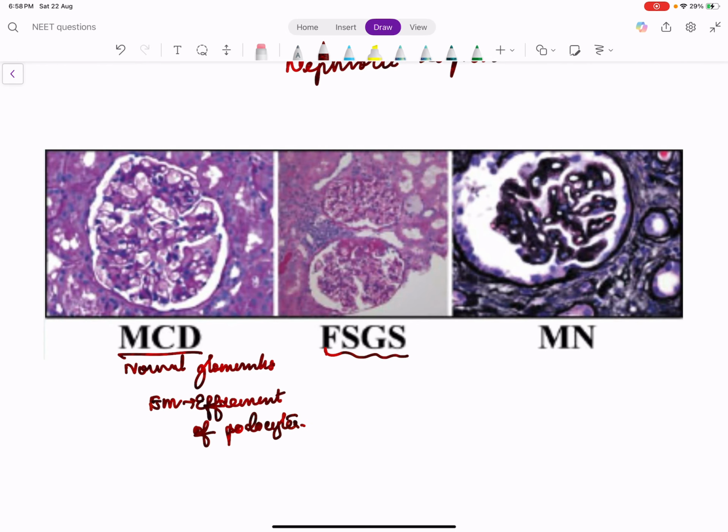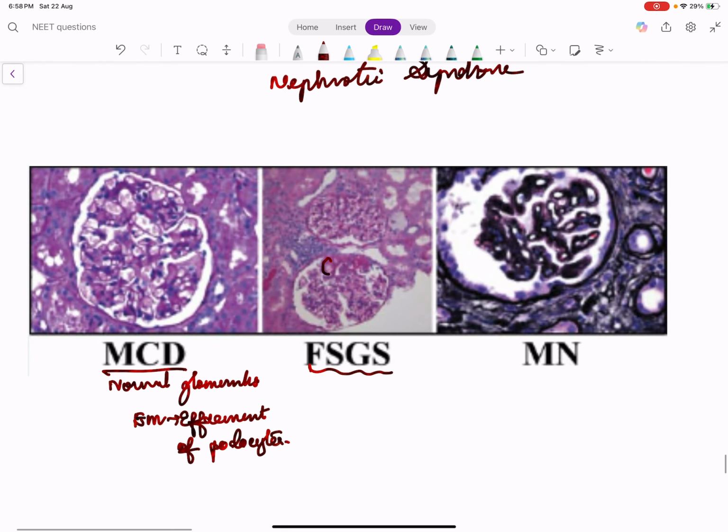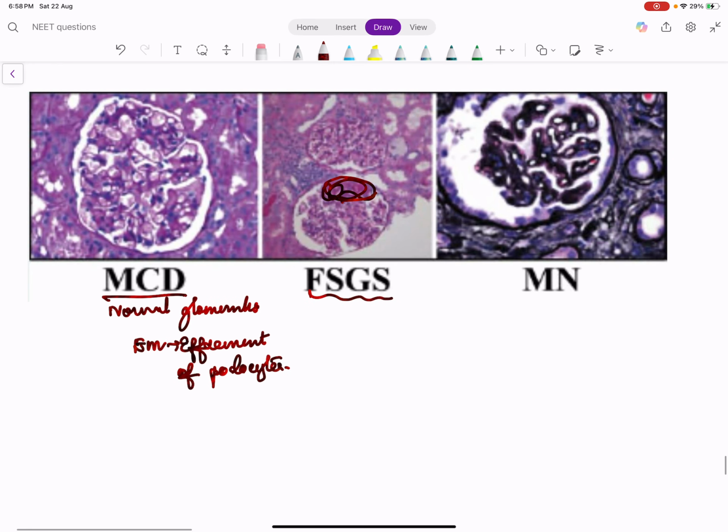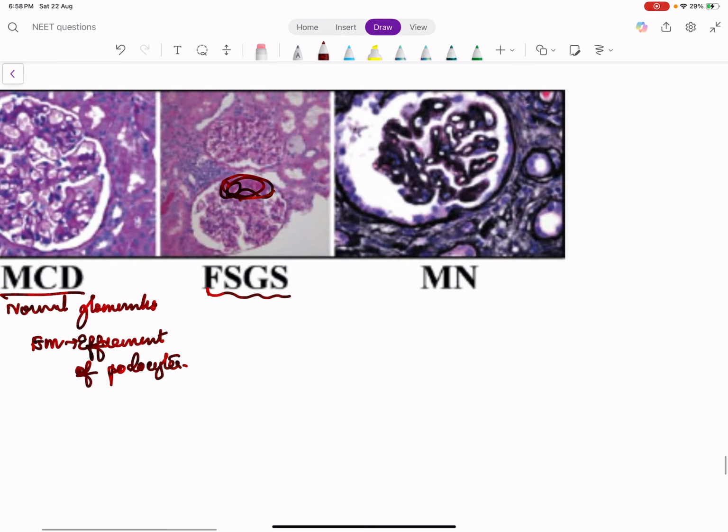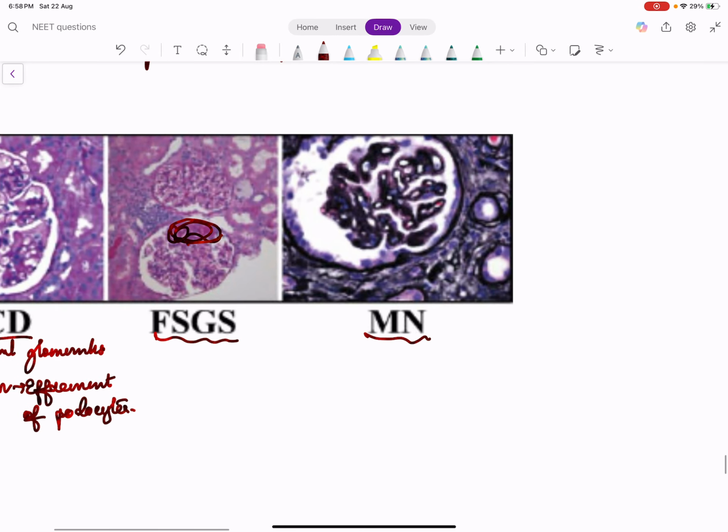Then FSGS. So you can see only a part of the glomerulus is affected, and there's a sclerosis. It is focal segmental glomerulosclerosis. In membranous nephropathy, there will be some changes like duplication of the membrane, etc.